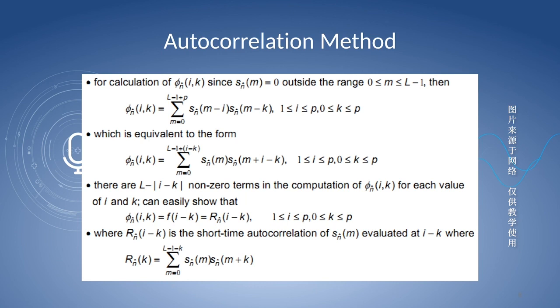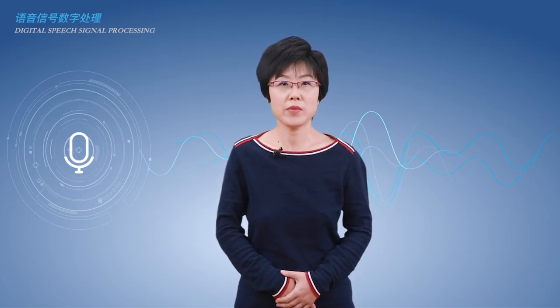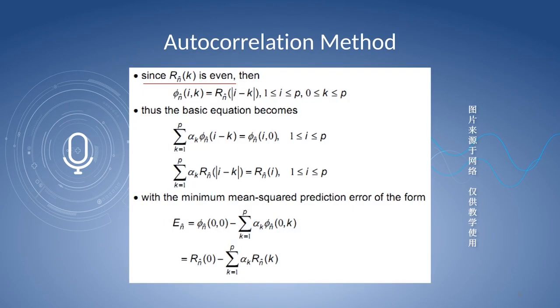the matrix equation for phi_n could be expressed in another form. There are some non-zero terms in the computation of phi_n(i,k) for each value of i and k. The equation can be easily expressed with the short-time autocorrelation function R_n(k) of s_n(m) evaluated at i minus k. Since R_n(k) is even, the basic equations with phi_n could be expressed in the form of the autocorrelation function.